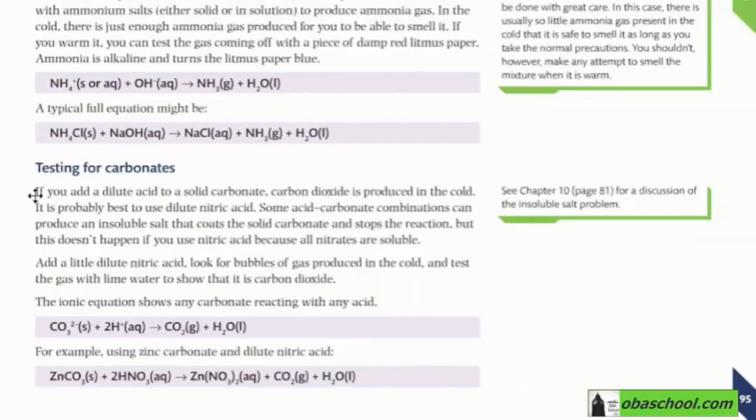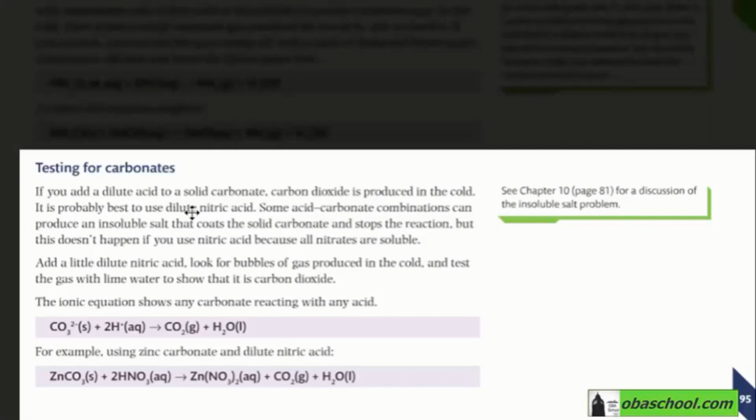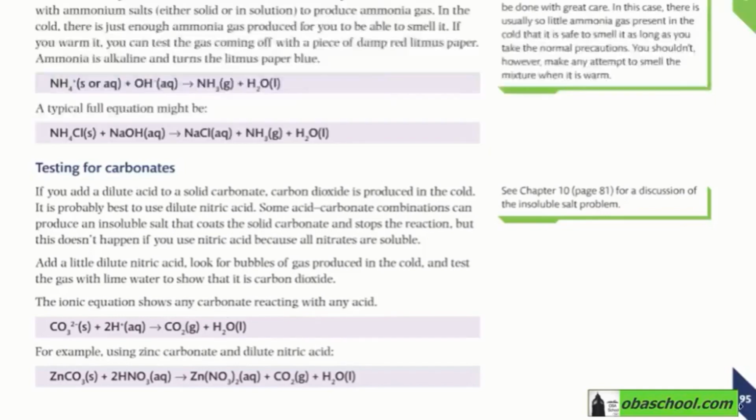We'll be talking about testing for carbonates. We'll see a small experiment in which we'll put a carbonate with nitric acid to get carbon dioxide and water. And we'll see another experiment in which we'll make sure that the gas produced is carbon dioxide. This ensures that we are using a carbonate. So let us start.